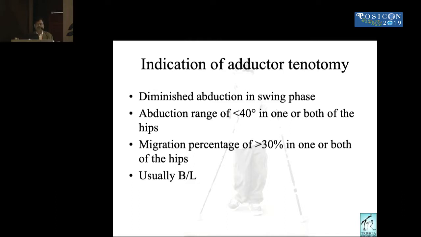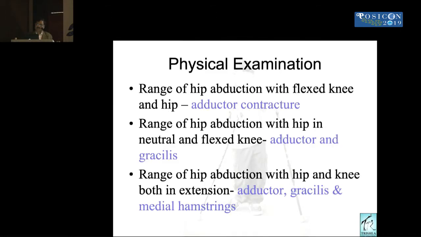Now come to the adductor tenotomies. Why do we need adductor tenotomies? Adductor tenotomies are done to prevent hip subluxation and hip dislocation in some cases. The indications are hip abduction reduced in swing phase, abduction range of less than 40 degrees in one or both hips, and migration percentage of 30 in one or both, and usually it is required on both sides. In physical examination, we have to see whether the adductor problem is because of the hip adductors or some other muscles.